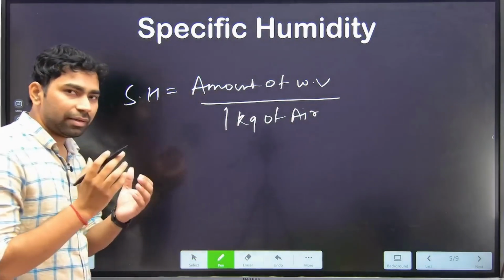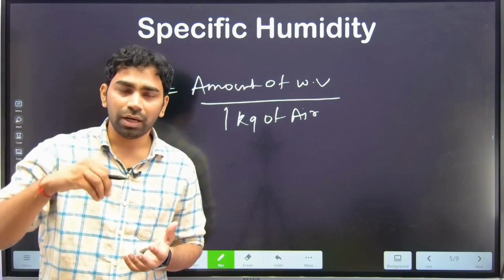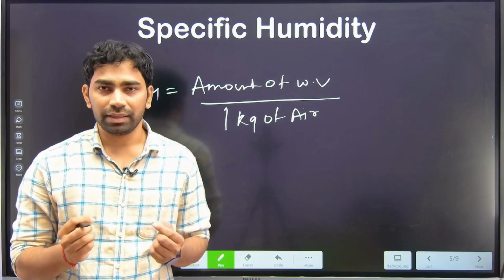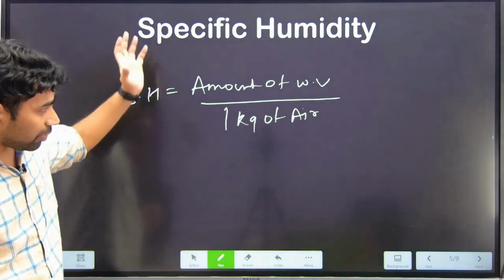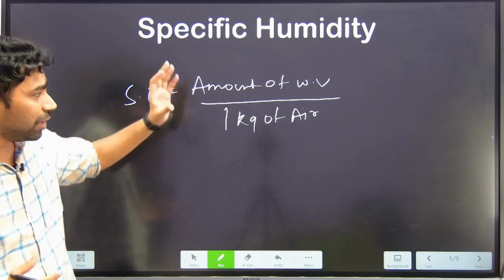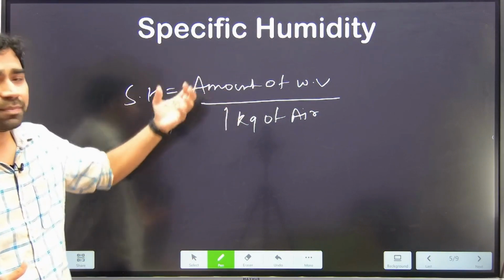यानी कि 1 किलोग्राम अगर एयर है तो उसमें जितना वाटर वेपर कंटेंट होगा उससे हम उस एयर की स्पेसिफिक ह्यूमिडिटी को निकालते हैं, ठीक है ना. So now here as you can see, that temperature is not going to play any role. Why? Because mass is same everywhere. Okay, so this is all about the specific humidity.